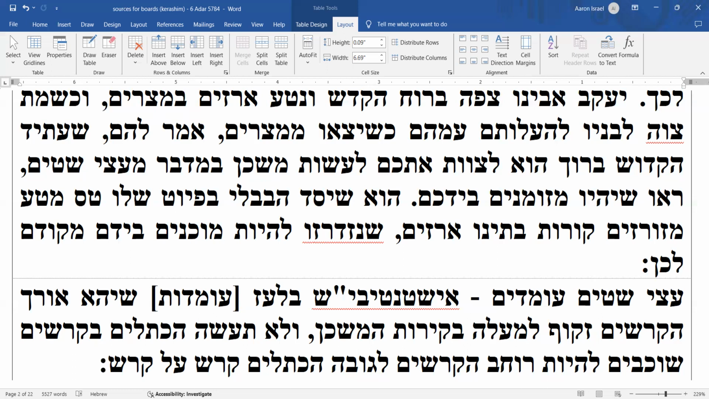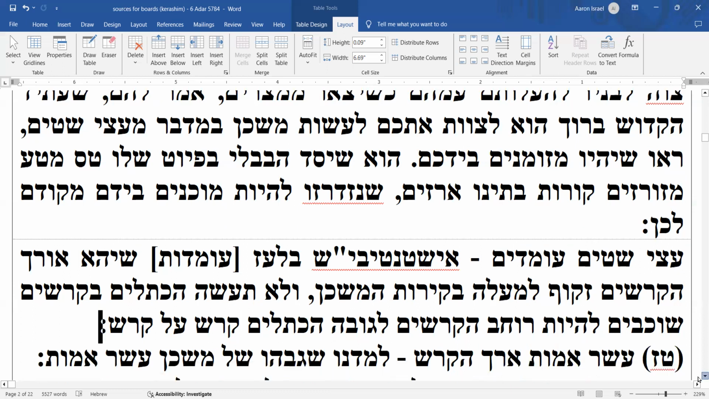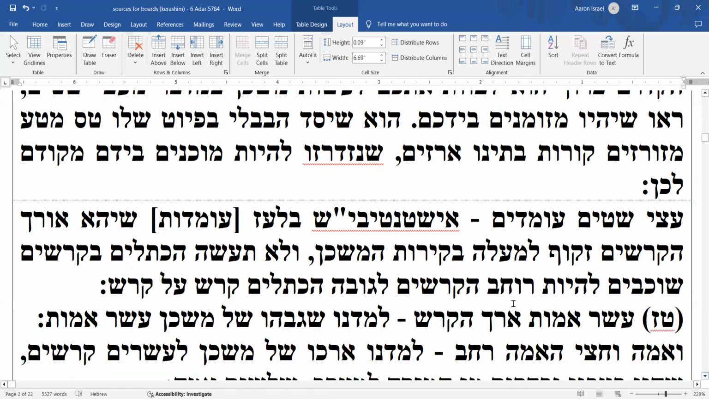That's exactly what the word omdim here is to tell us, that that's not the way this is to be constructed. This is not to be constructed log upon log upon log, but it's supposed to be board next to board, as we saw in the drawings. That's why it says omdim. Okay, Eser amot orach hakarash, each was 10 amot in length. Rashi tells us lamadu shegavo shemishkan eser amot, that teaches us the height of the Mishkan was eser amot.